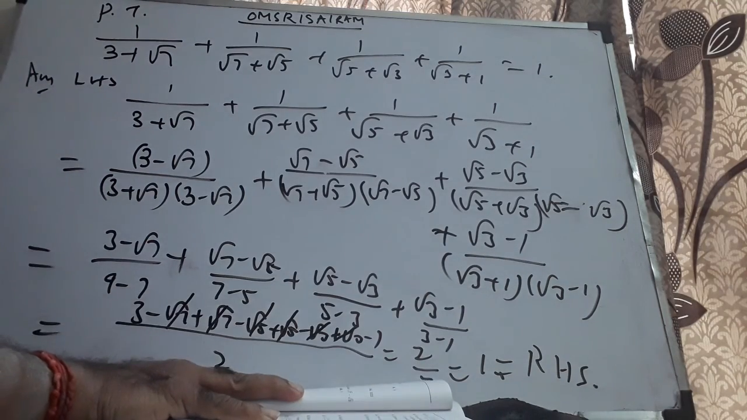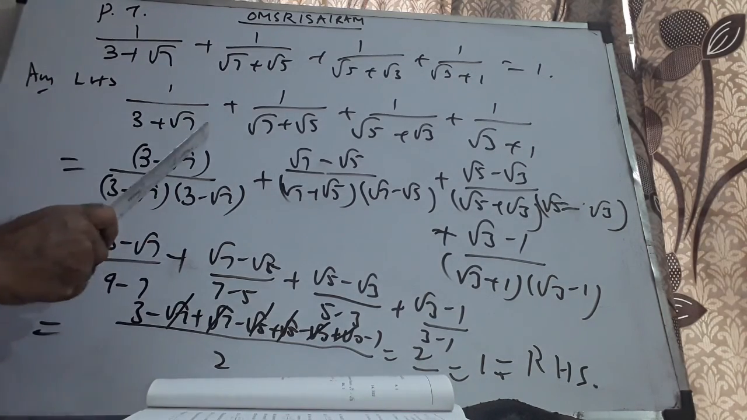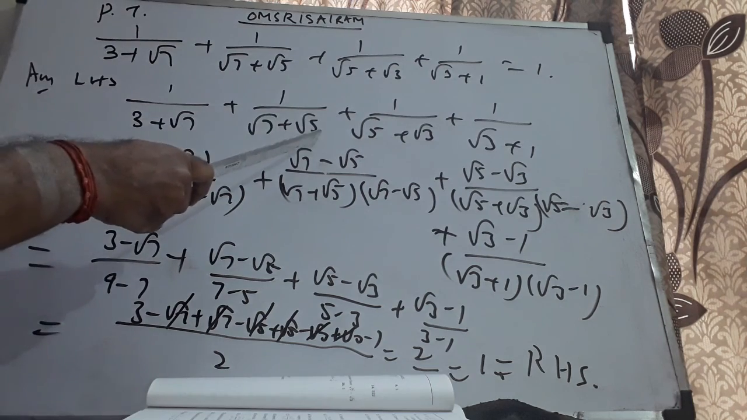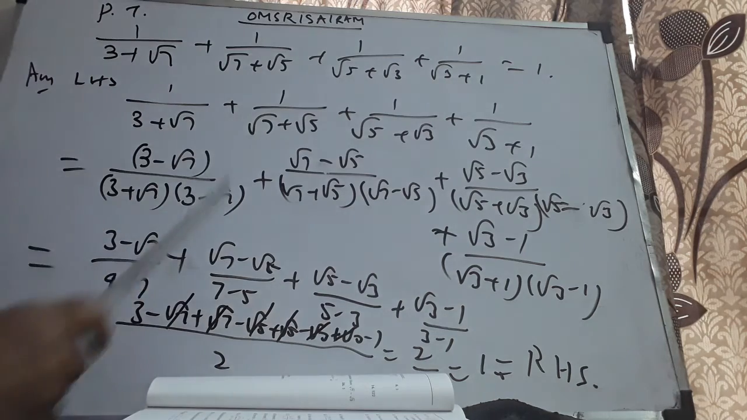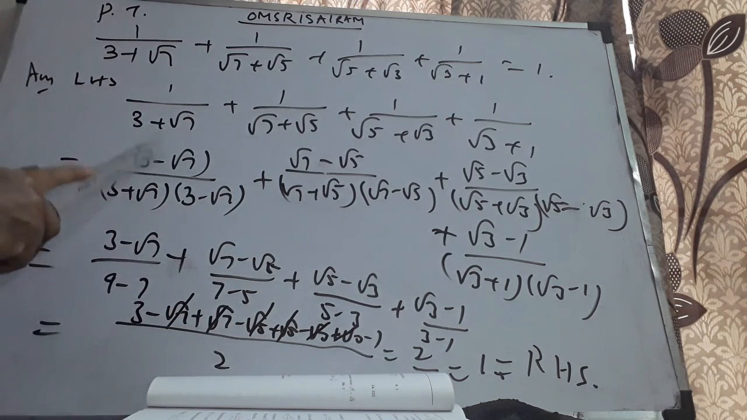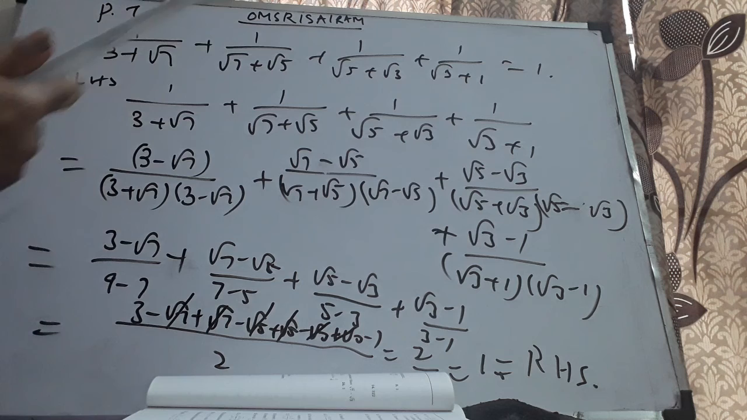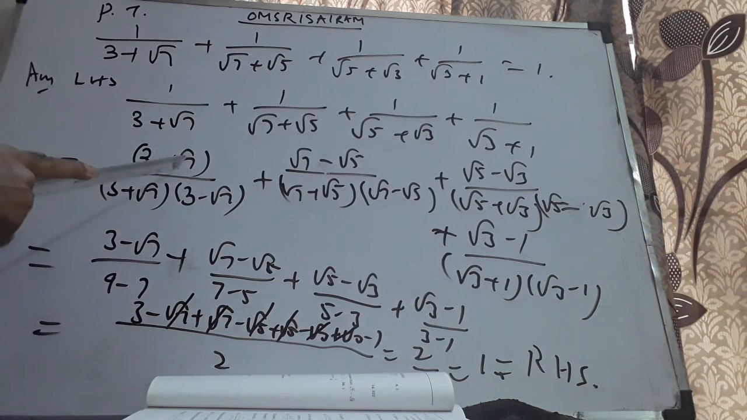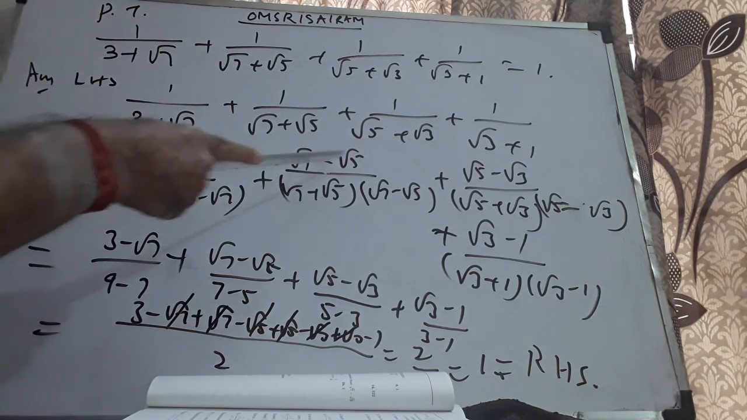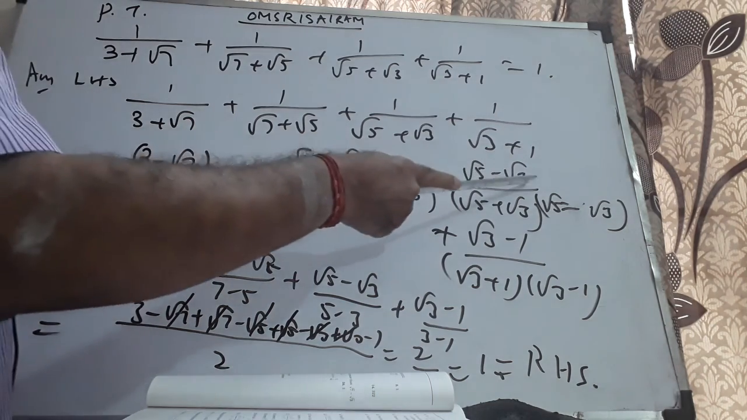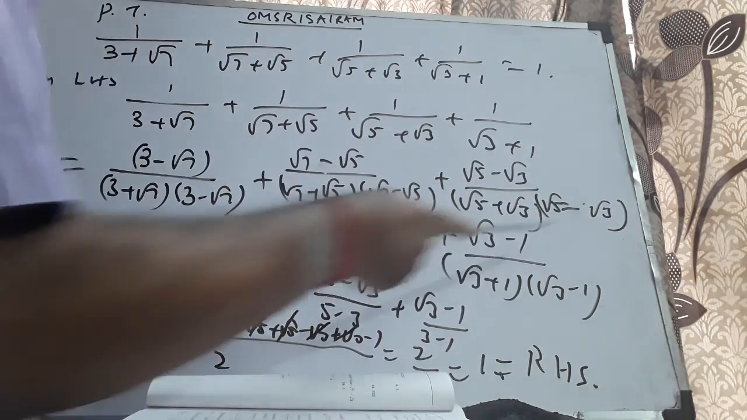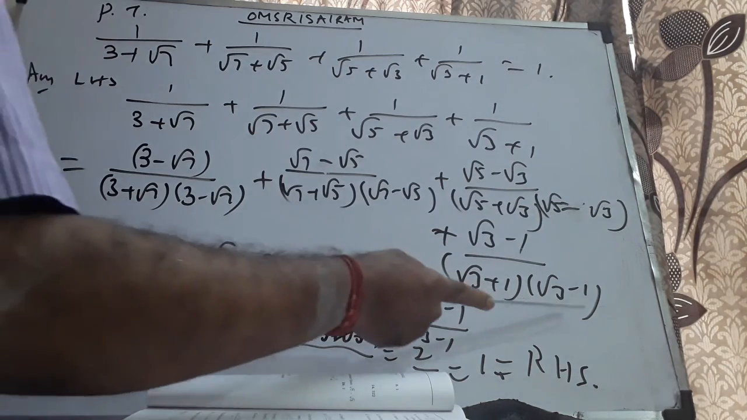Let me just explain once again. 1 upon 3 plus root 7 plus 1 upon root 7 plus root 5 plus 1 upon root 5 plus root 3 plus 1 upon root 3 plus 1. I'll rationalize the denominator in each of the terms. 3 minus root 7 by 3 plus root 7, 3 minus root 7, plus root 7 minus root 5 divided by root 7 plus root 5, root 7 minus root 5, plus root 5 minus root 3 by root 5 plus root 3, root 5 minus root 3, plus root 3 minus 1, root 3 plus 1, root 3 minus 1.